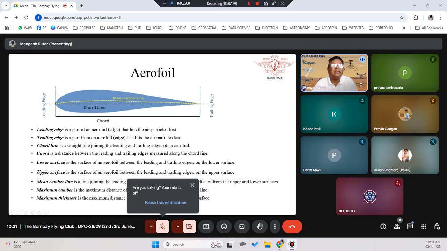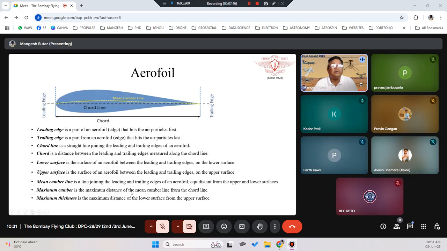So basically the camber line defines the shape of the aerofoil, whereas the chord line is just a reference line to understand the angle of attack. The chord is the distance between the leading and the trailing edge measured along the chord line.